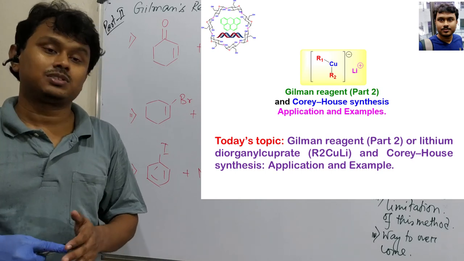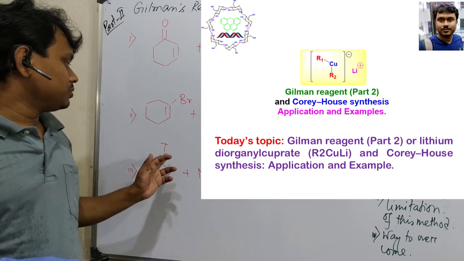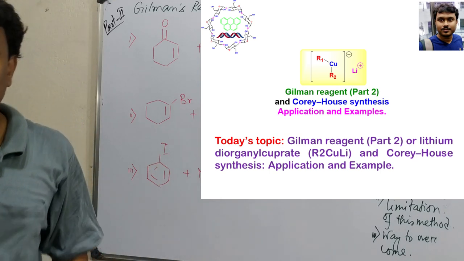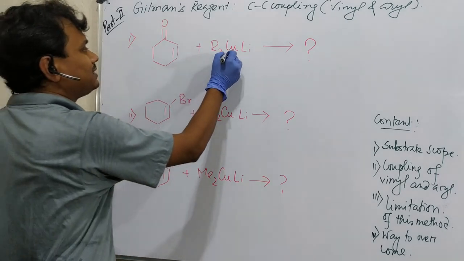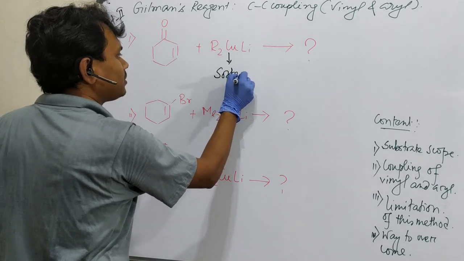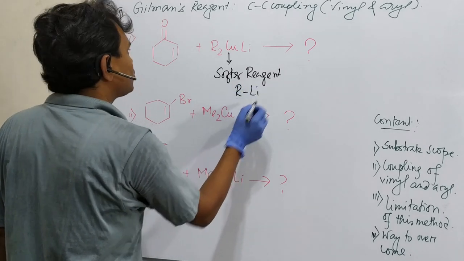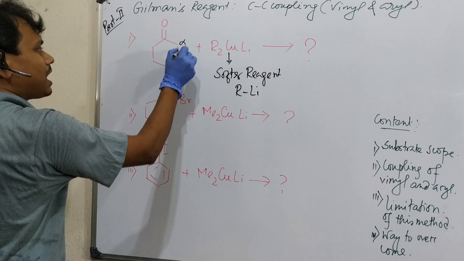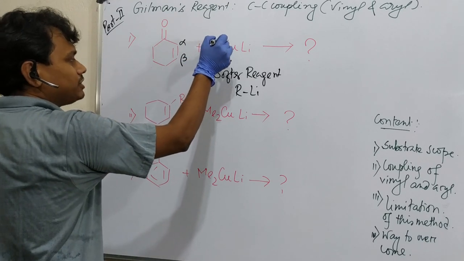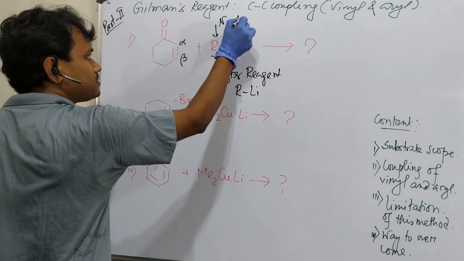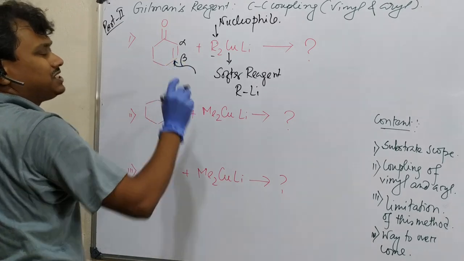That is a difficult thing, because substitution reaction on an sp3 center is easy, but on sp2, vinyl or aryl, is really difficult. Okay, you can see that this R2CuLi is actually a softer reagent compared to the parent RLi. We know this is alpha, this is beta to the carbonyl. So if we use R2CuLi, this R, which is the nucleophilic center, this is the nucleophile, gets attached to this beta position. It actually results in 1,4 addition.